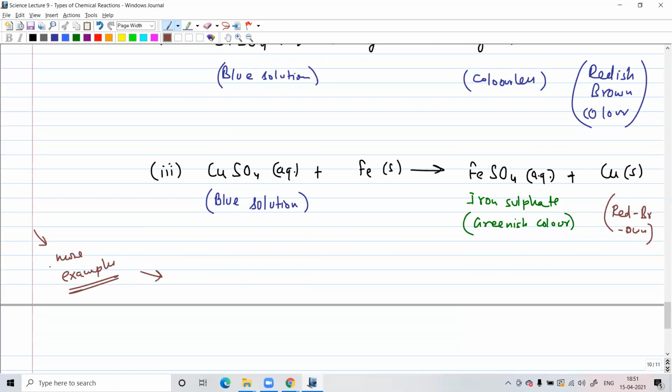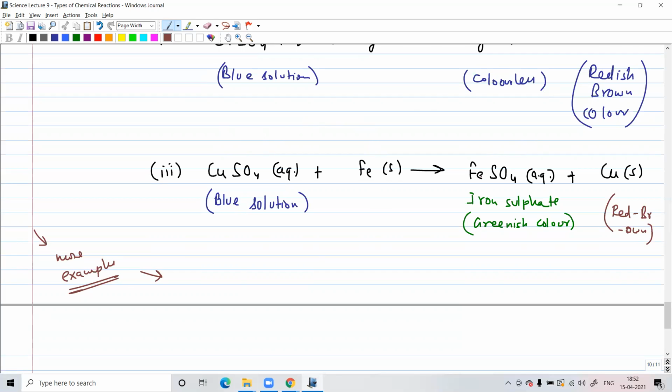After the class, I will add more examples here. So I think the idea of this displacement reaction is clear to everyone. A more reactive metal goes and displaces the less reactive one. Iron is more reactive than copper. That is why iron took the place over here.